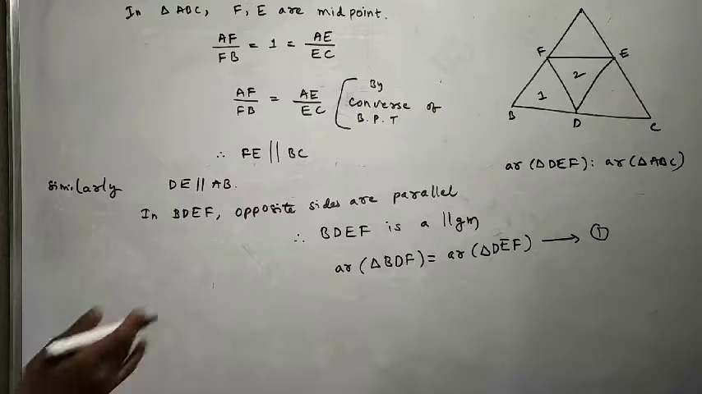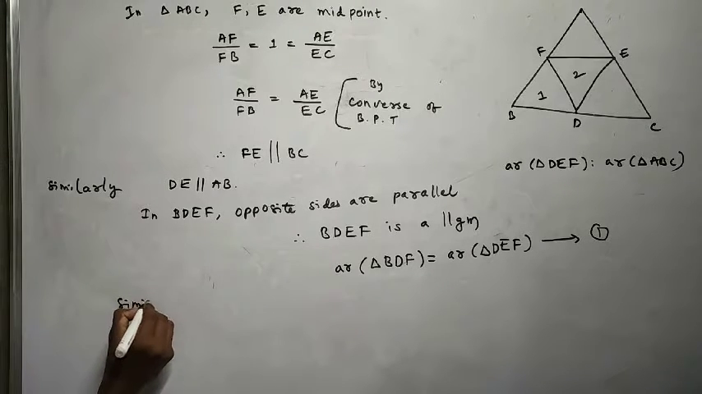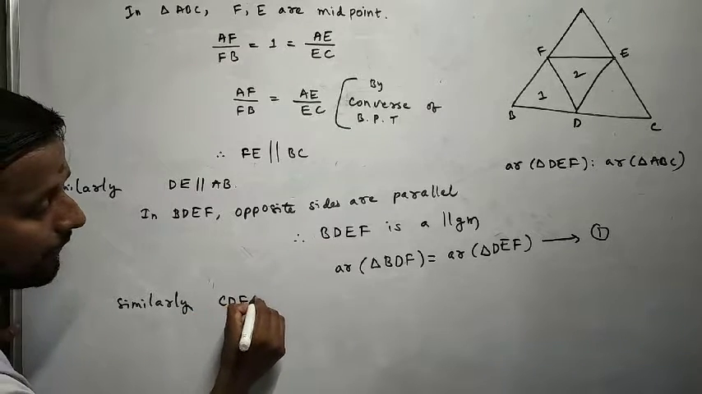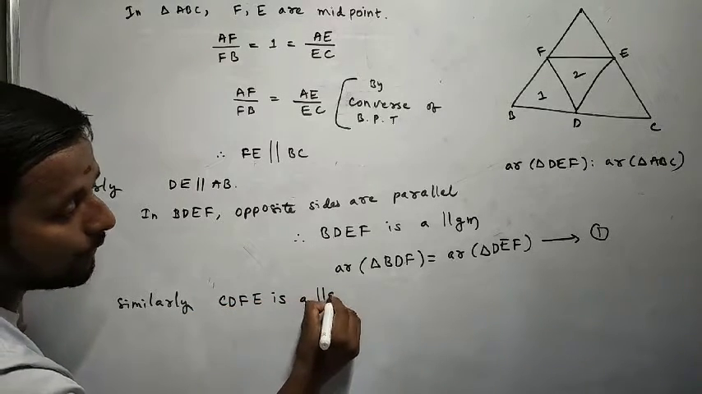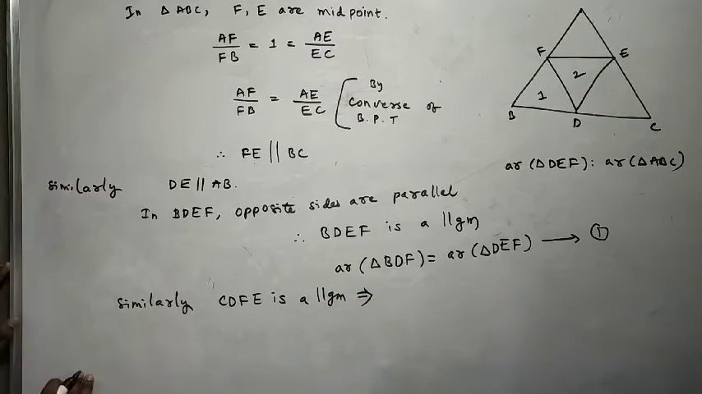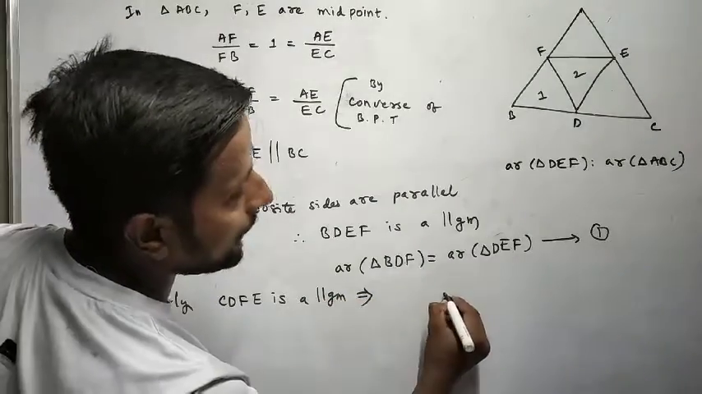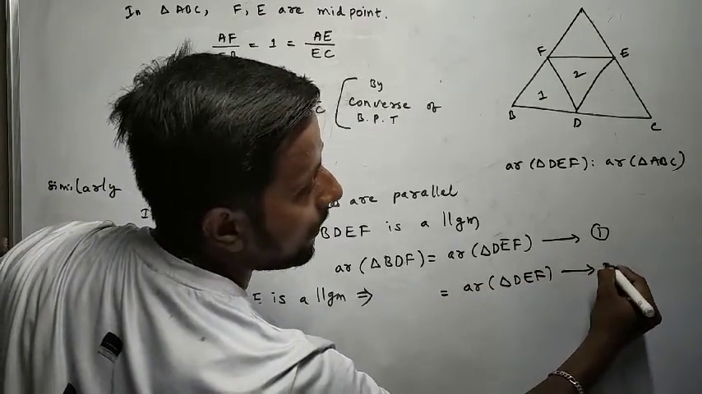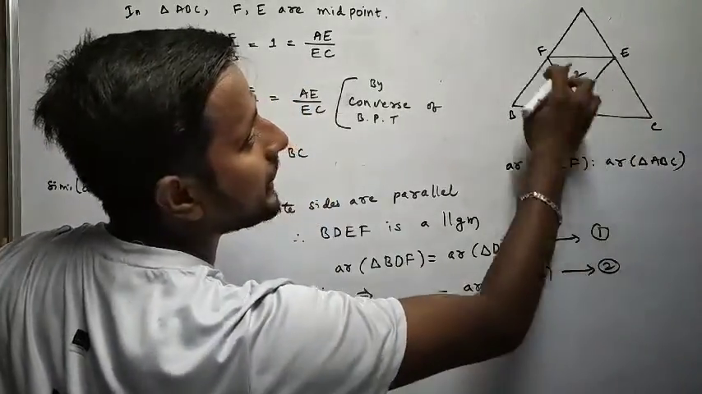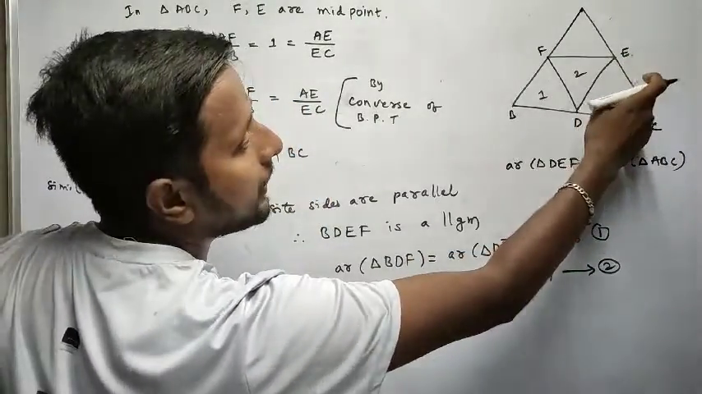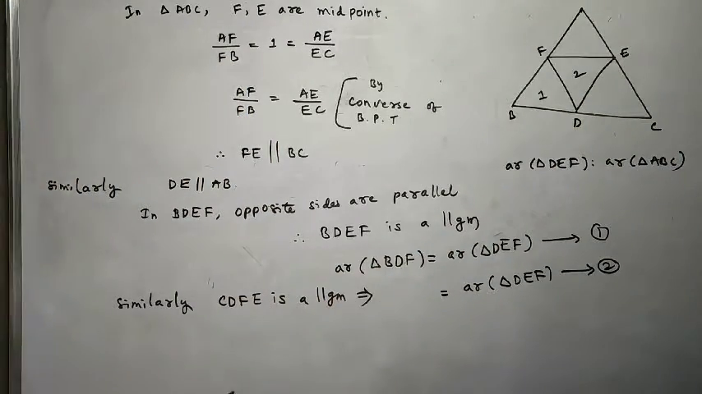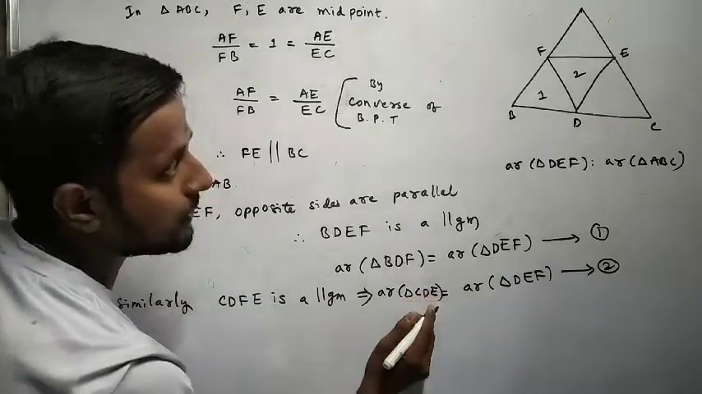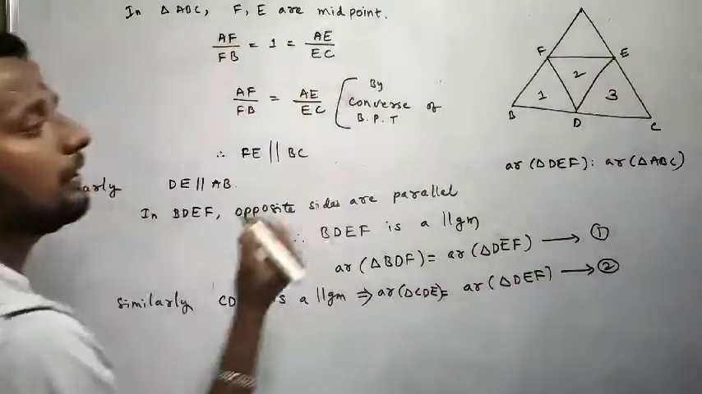In the same way, similarly, we can prove that CDFE is a parallelogram. If that is a parallelogram, then we write the area of DEF. I'm talking about CDFE, so DEF is already mentioned, so we can write area of triangle CDE is also equal to triangle 2, that is, triangle 2 equals triangle 3.